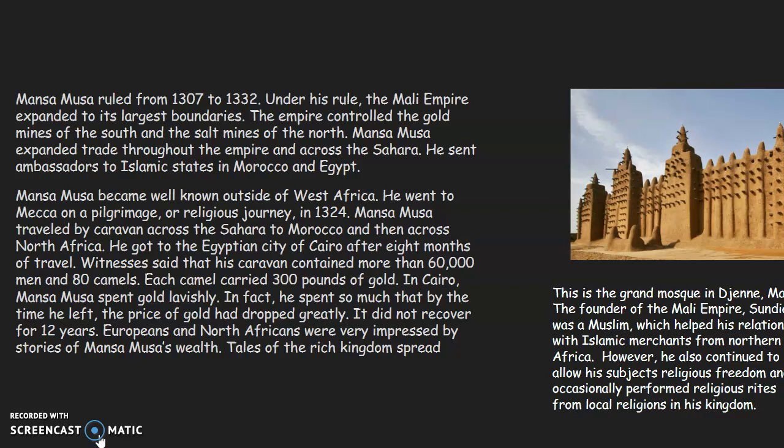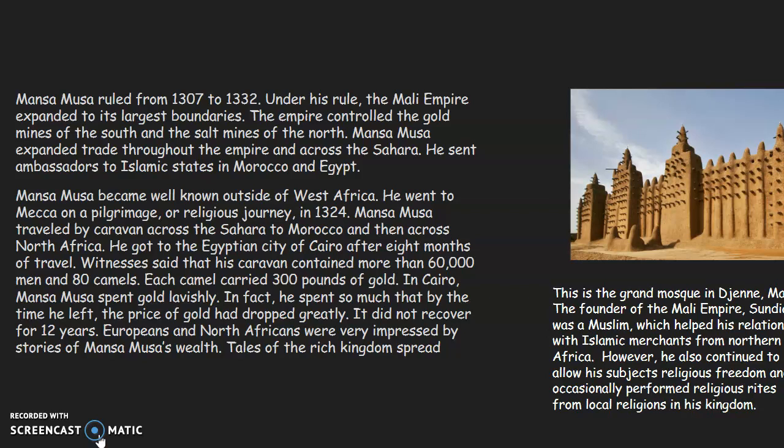In 1324, Mansa Musa traveled by caravan across the Sahara to Morocco and then across North Africa. He got to the Egyptian city of Cairo after 8 months of travel. Witnesses said that the caravan contained more than 60,000 men and 80 camels. Each camel carried 300 pounds of gold. And just think about that for a second.